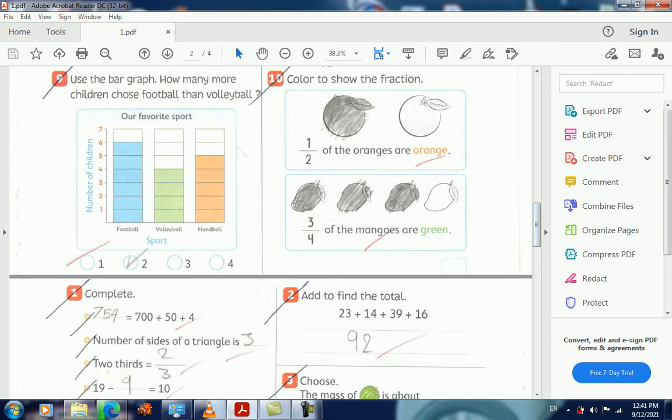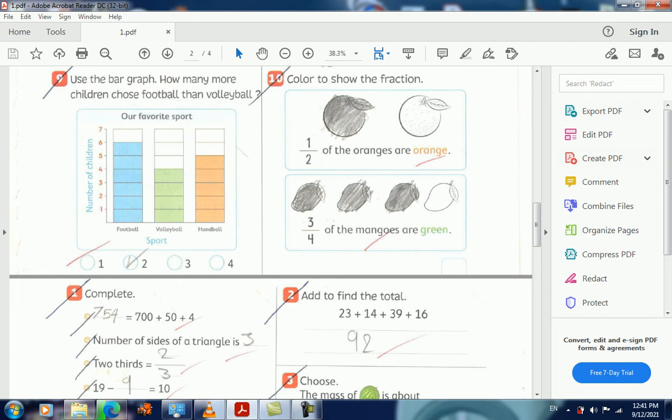Number 9, use the bar graph. How many more children choose football than volleyball? So what is the number of children that choose football? If we look, we find it shaded 6 rectangles, so we have 6 children love football. And how many love volleyball? We find there are 4 shaded parts, so we got 4. So 6 for the football and 4 for the volleyball.